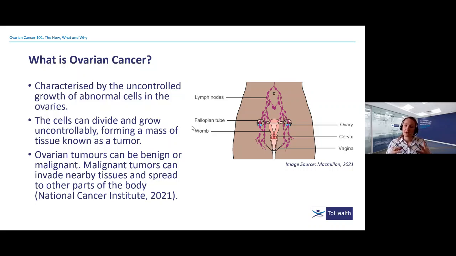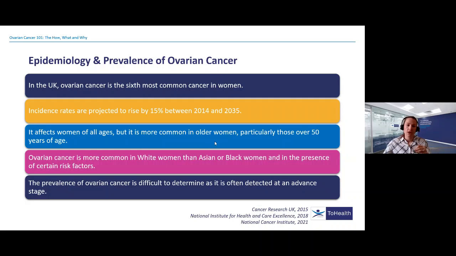And like many cancers, ovarian tumours can be benign or malignant. So benign means that the tumours stay in their primary location without invading other sites of the body. They don't spread to local structures or to distant parts of the body. Whereas malignant cells, on the other hand, grow in an uncontrolled way, and they can invade nearby tissues and spread to other parts of the body through the blood and the lymph system, which is known as secondary cancer. So that's a brief overview of what ovarian cancer actually is.